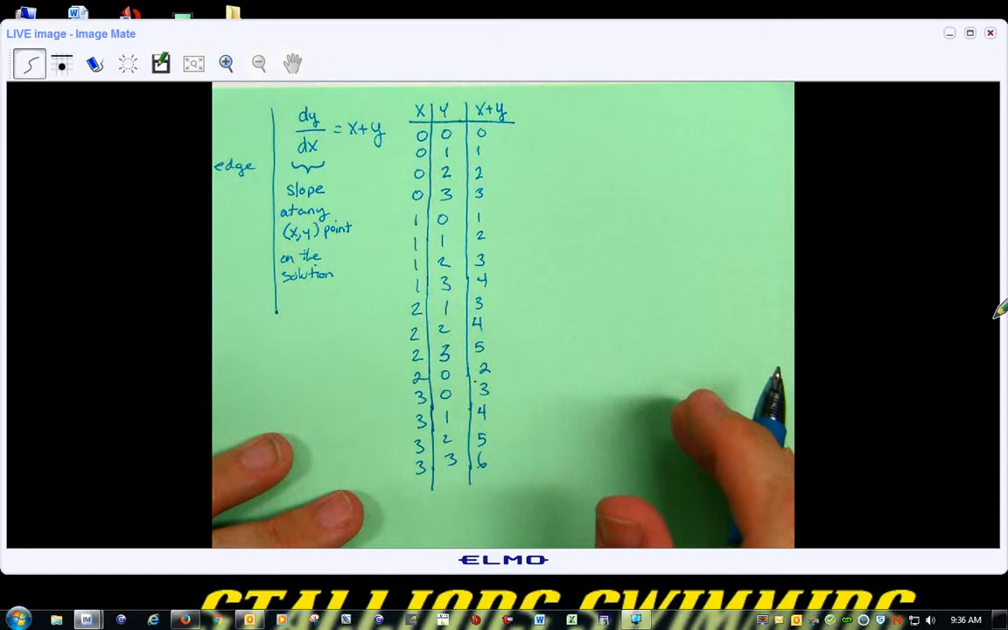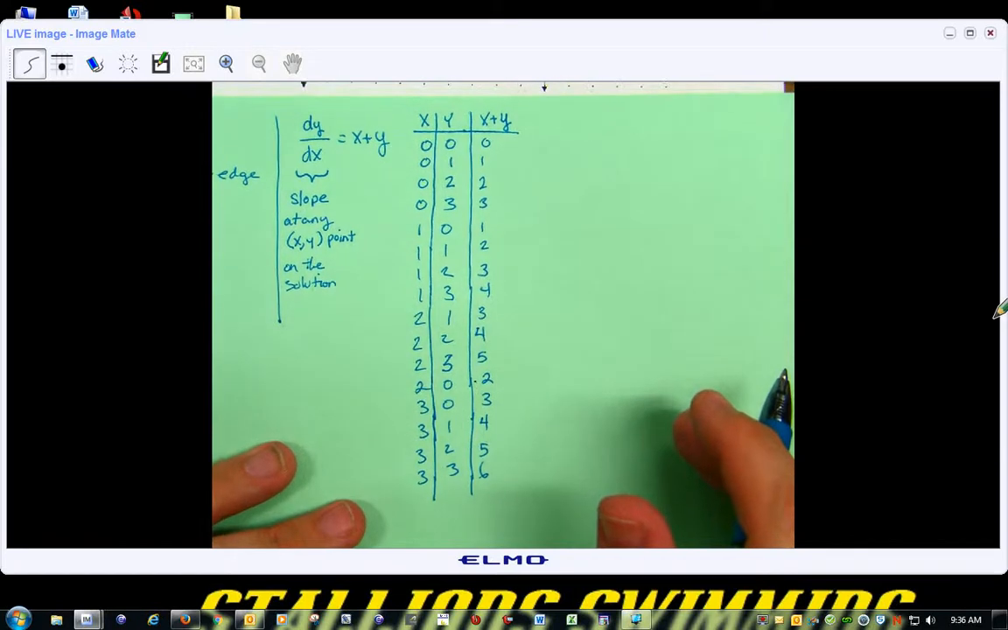Yes, you would have to do them for the entire picture, but for right now, we're just figuring out how to actually draw the slope field. It's not that bad. It's not that much work. Now, what you want to do when you draw these: at 0,0, the slope is 0. So what I would do is draw a segment.